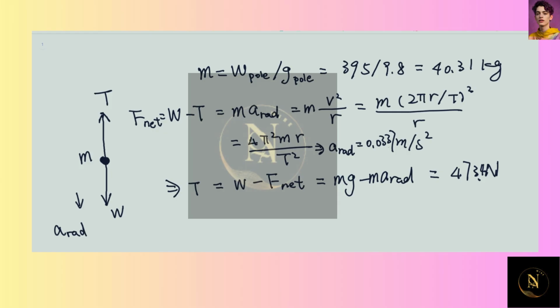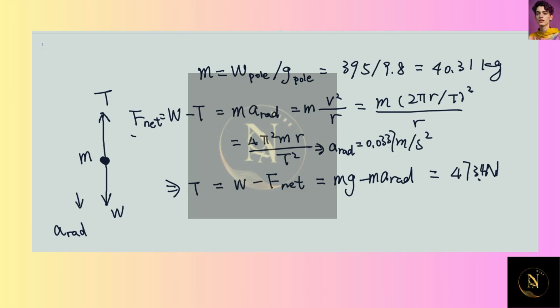So m is just a mass. The rest part is the a_r. So we can find that the radial acceleration is equal to 0.0337 meters per second squared.